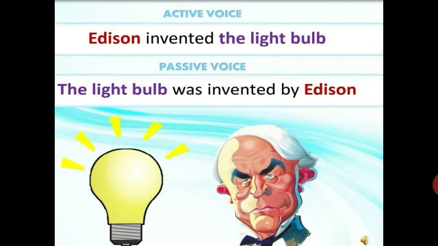Another example, Edison invented the light bulb. This example is in active voice. So how do we convert it into passive voice? Very first we will put the object. And what is our object? The light bulb. So we will start the light bulb. Now we will use helping verb, that is was. Then third form of the verb, invented by Edison. So the correct formation is the light bulb was invented by Edison.